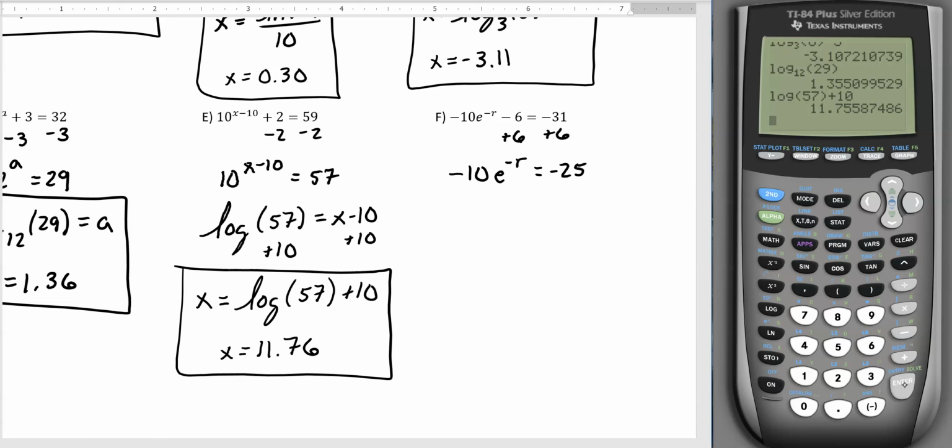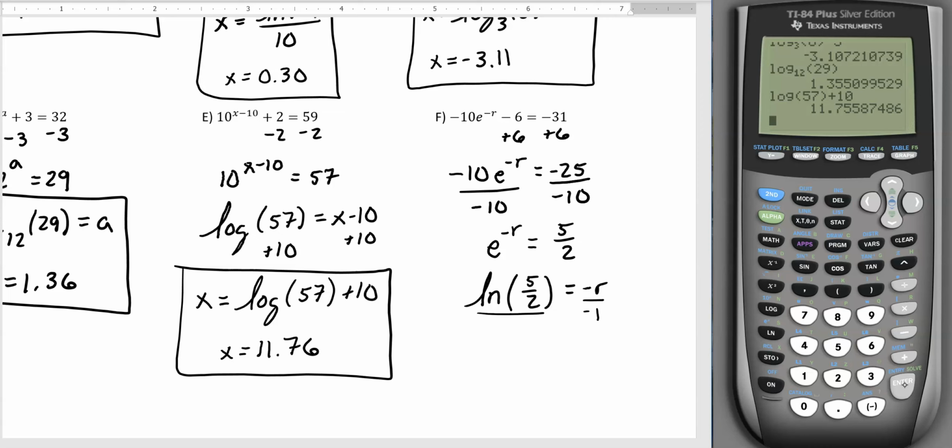Okay. Now I have to get that e all by itself, so I'm going to divide both sides by negative 10. And when I do that, I get e to the negative r equals, I'm going to simplify this fraction, it would simplify to 5/2. So now that we have our base to the exponent equals the argument of our logarithm, the natural log of 5/2 equals negative r, or if I divide both sides by negative 1, r equals the negative natural log of 5/2.